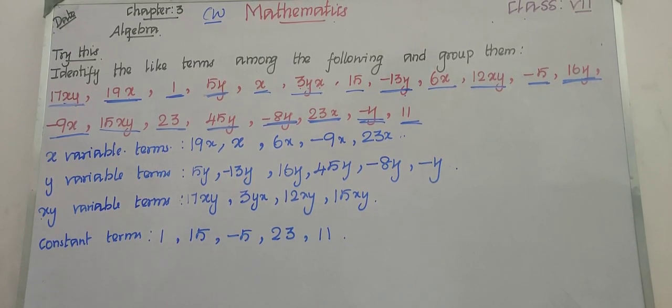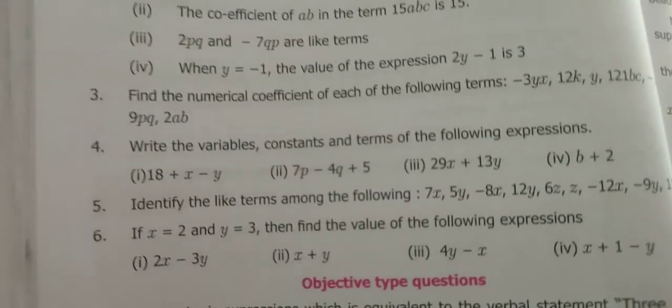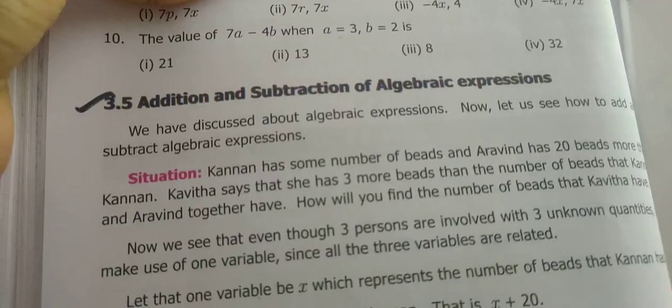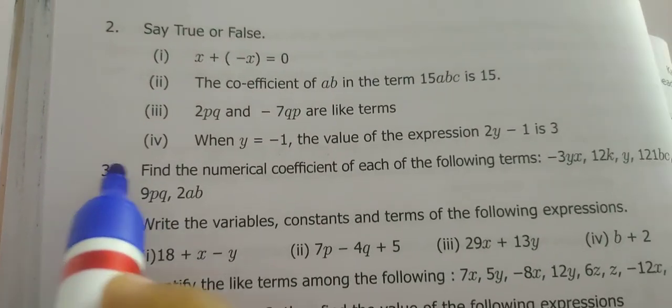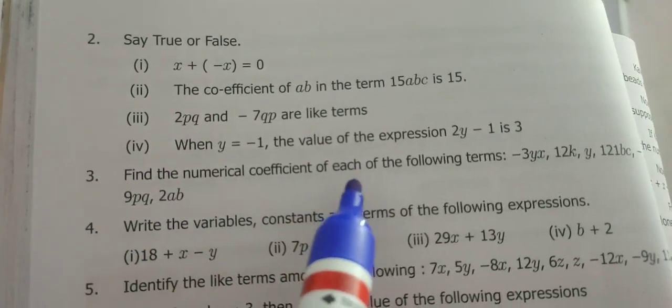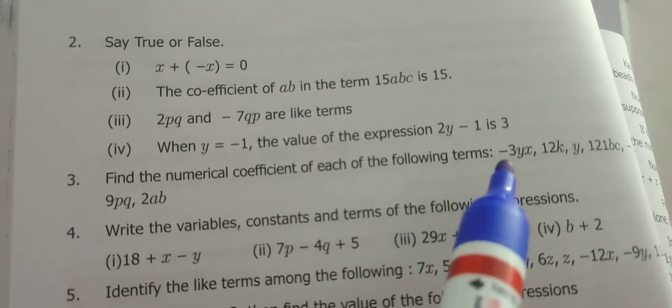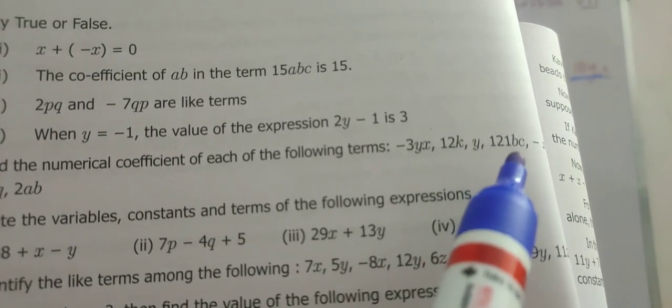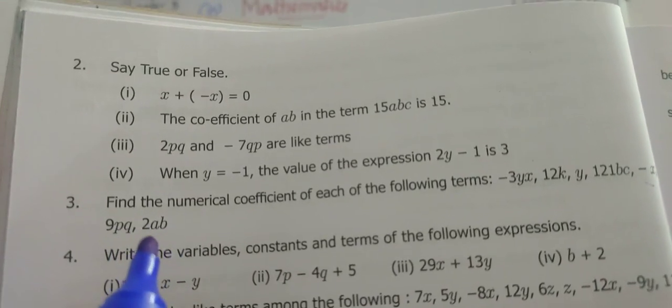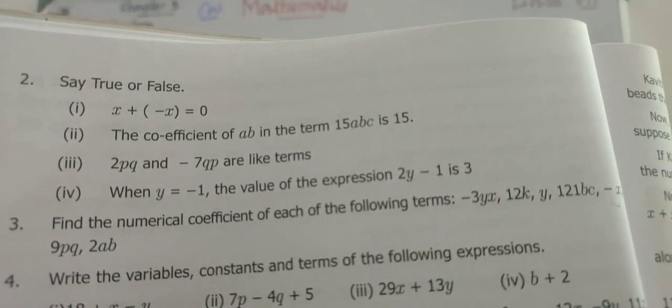Let me give you today's homework. Take your book, page number 58. Children, see these questions. See the third sum: find the numerical coefficient of each of the following terms. Minus 3yx, 12ky, 121bc, and 9pq, 2ab. We need to find the numerical coefficient here.